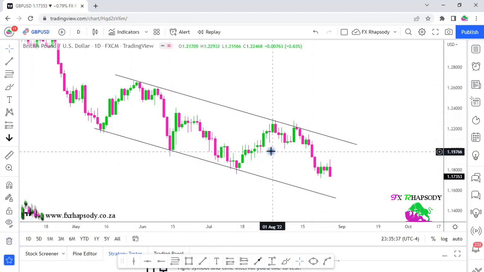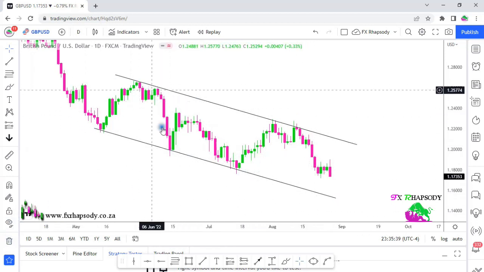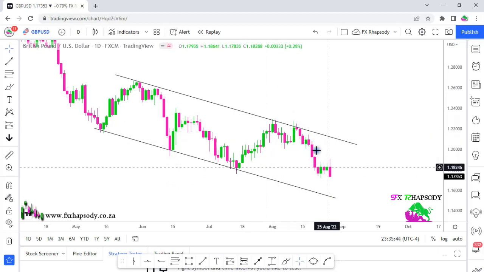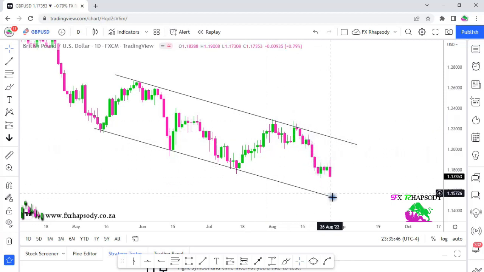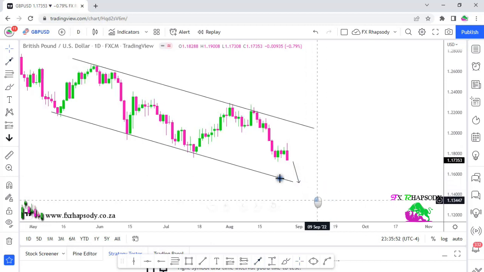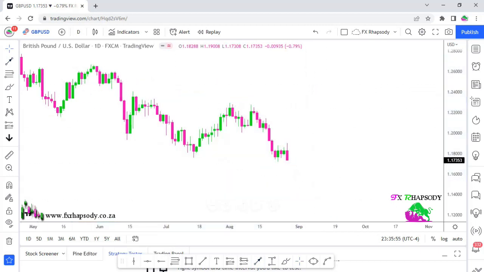So let's see if there's continuation, because it's been tapping this downward trend line a couple of times, and this week we saw the downwards movement towards this point. So will price continue to go and retest that area again? We will just have to look and see what happens.